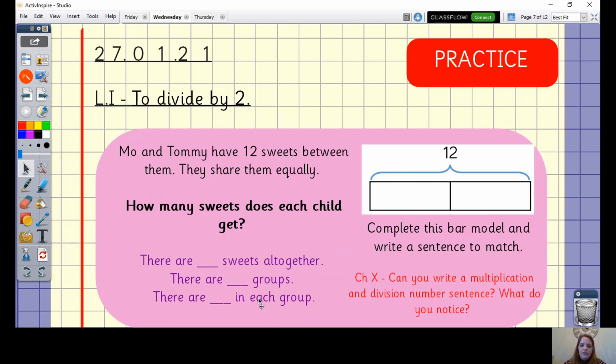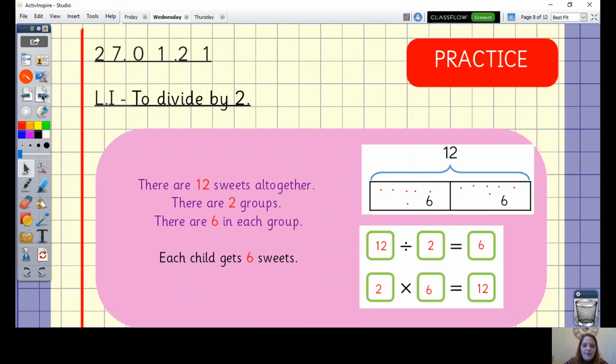Now, as a bit of a challenge there, I'd like you to try and write a multiplication and a division number sentence. Okay, and have a see if you write those, what do you notice? Okay, let's share those answers together then.